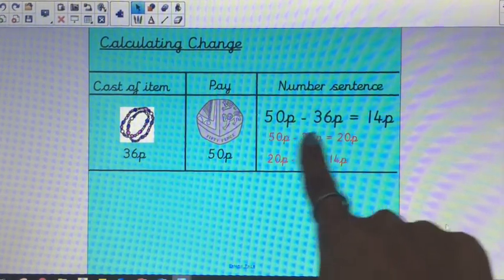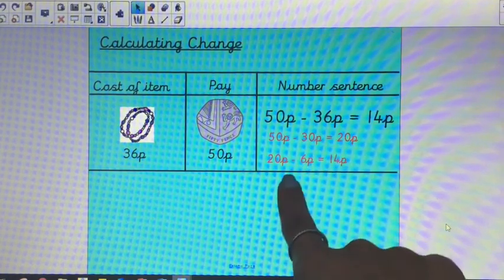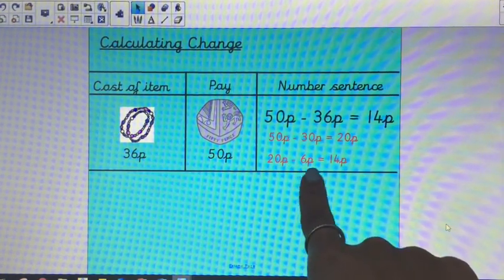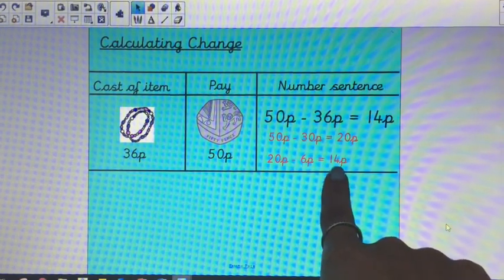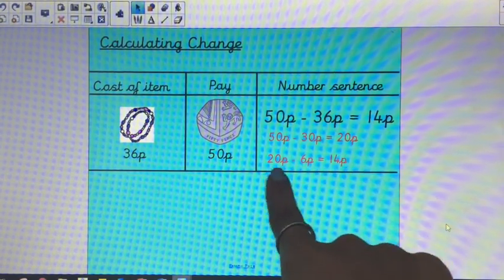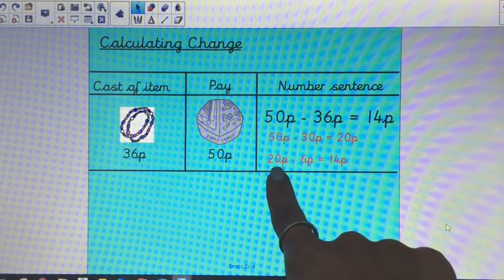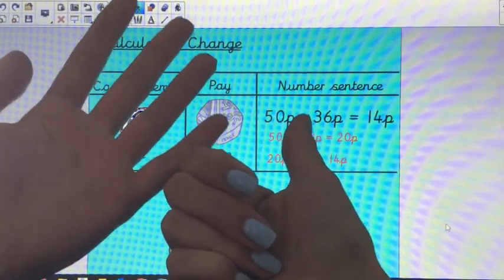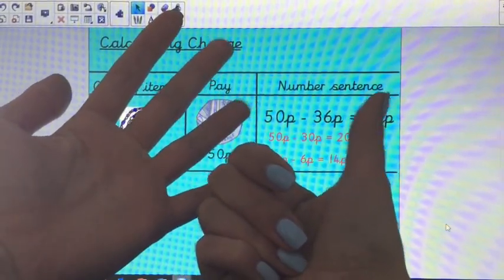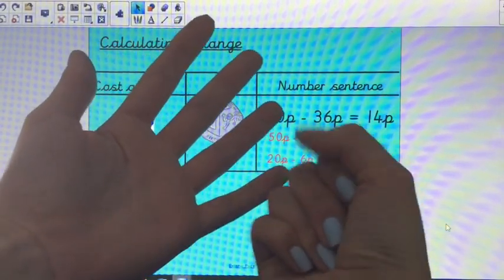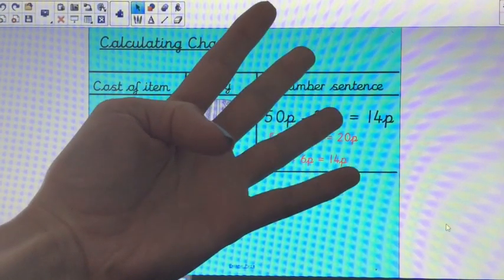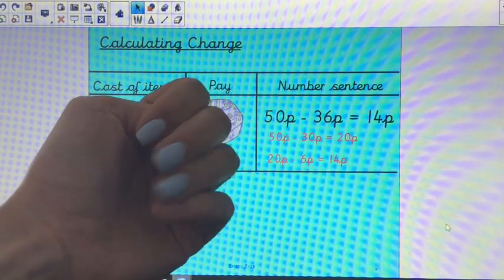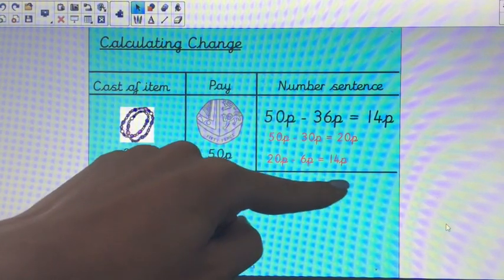Now I take that answer and I take away the ones. 20p take away 6p equals 14p. Check that's right with me. Put 20p in your head, 6 on your fingers, and let's count backwards from 20. 20, 19, 18, 17, 16, 15, 14, and I get to 14.